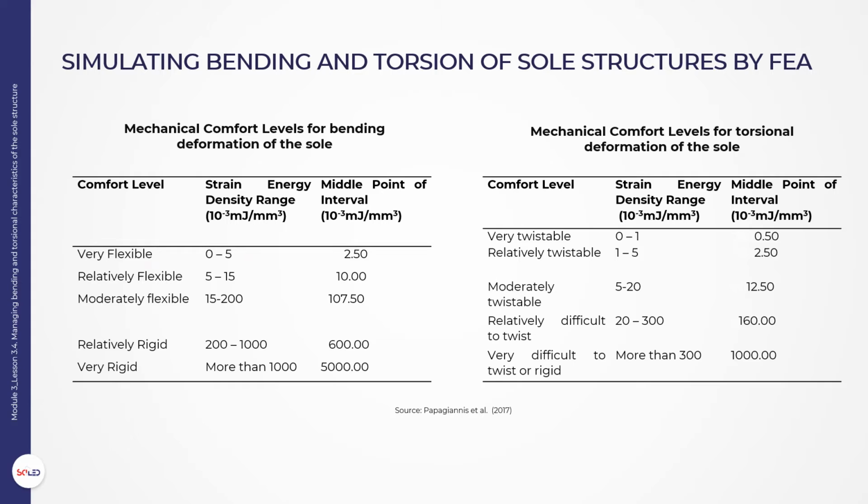The analysis presented in the previous slide of the above graphs and benchmark characteristics along with industry perceptions led to the determination of strain energy density categories that correspond to subjective perceptive performance groups, Papayannis et al., 2017. These are given in the two tables from the slide. These tables allow for the determination of the comfort category of a footwear structure.